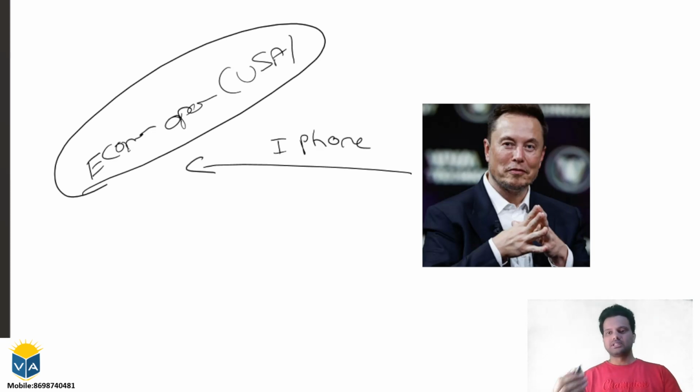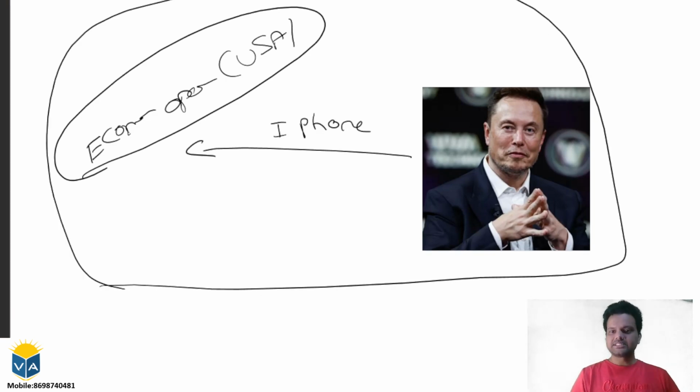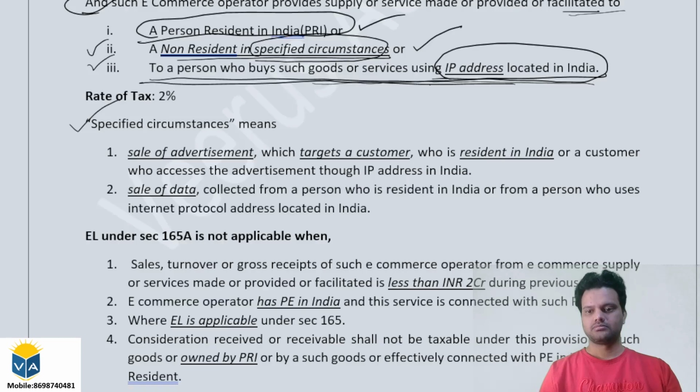Because when Elon Musk was ordering, he used the IP address which is located in India, and he ordered an iPhone from the e-commerce operator. So this is a covered case for point number 3. With this example, I hope you understand what point number 3 means. But this looks strange. Even one instance of one transaction is covered under point number 3, but there are exceptions also. We are coming to that.